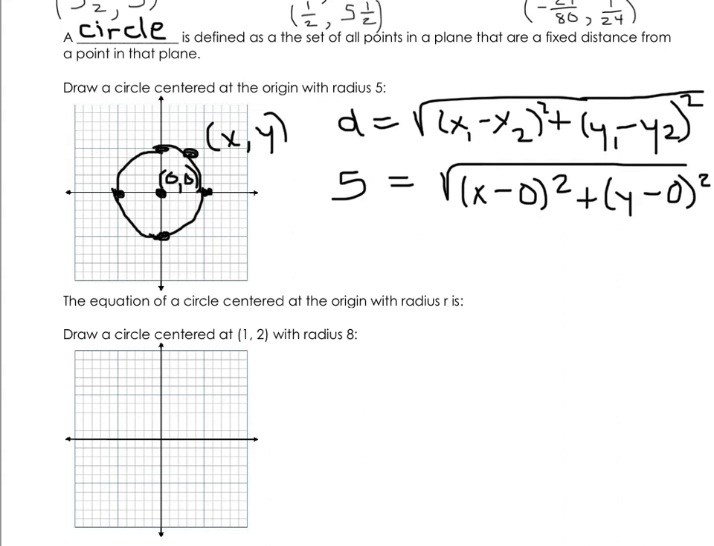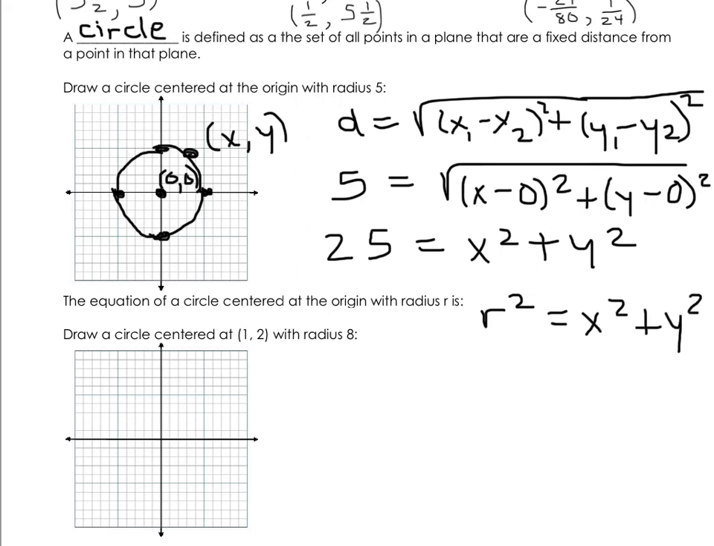I don't like that square root. Let's square both sides, and we get 25 equals x squared plus y squared. That's the equation for a circle with radius 5. And in general, if you want the equation of a circle centered at the origin with radius r, you're going to take the radius squared equals x squared plus y squared. That's our circle.